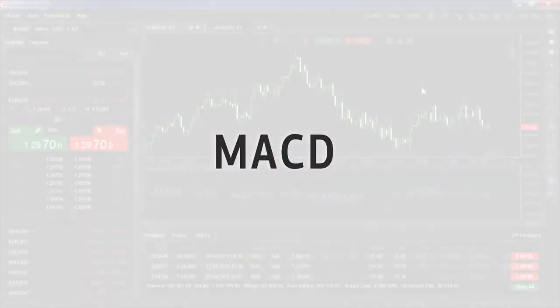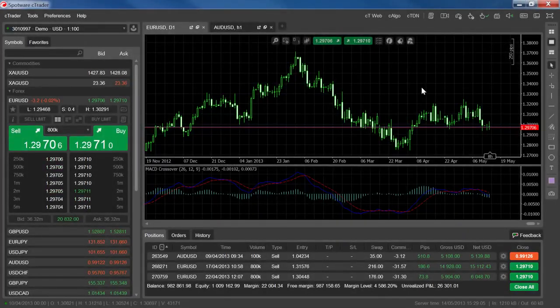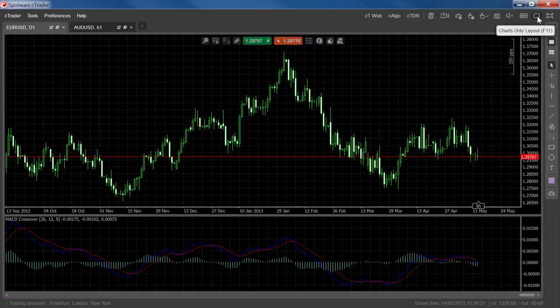The MACD is considered both a trend-following indicator and a momentum oscillator. It shows the convergence and divergence of two exponential moving averages, hence its name, moving average convergence divergence. To get a better view of the indicator we're using, let's change from the default layout to the chart layout.